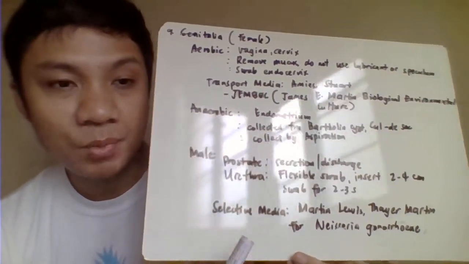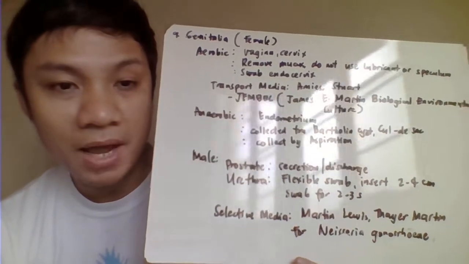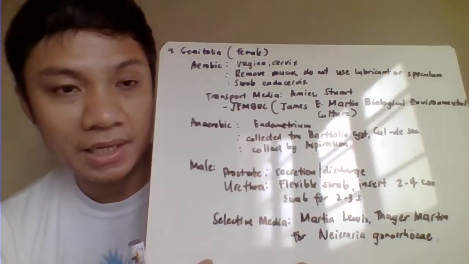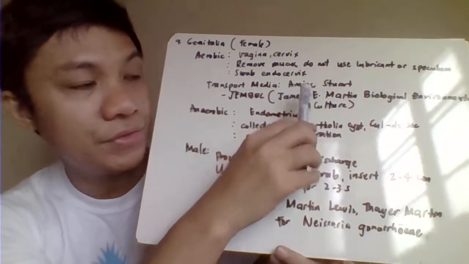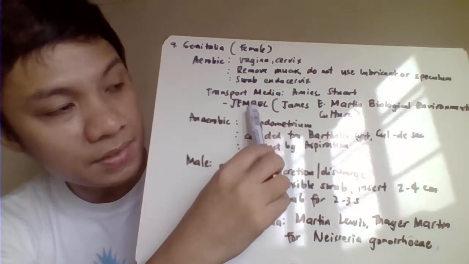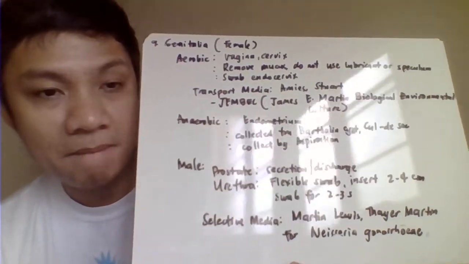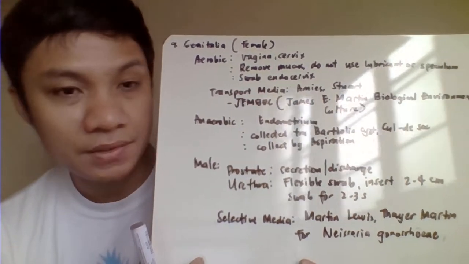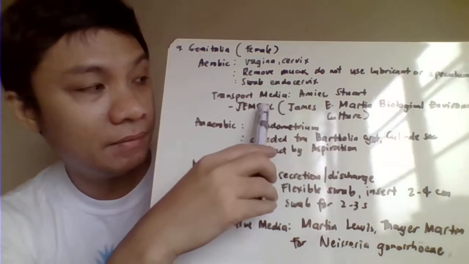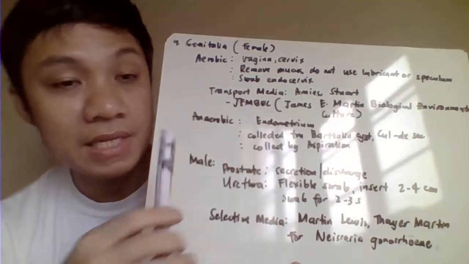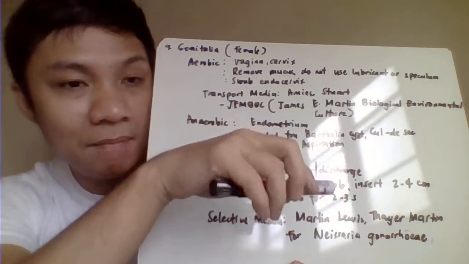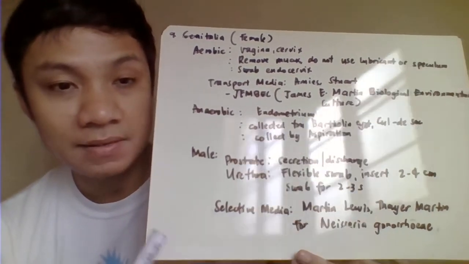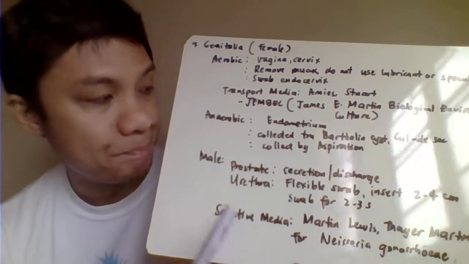Okay, we have here the transport media. Again, it's just a temporary holding media that would maintain the viability of your organisms. So we have Amies, we also have Stuart's. Commercial system transport media, we have your GEMBEC or the James E. Martin Biological Environmental Culture System. Again, pag nakadating ka na sa laboratory, you still need to take from this transport media and inoculate it onto their respective selective culture media.